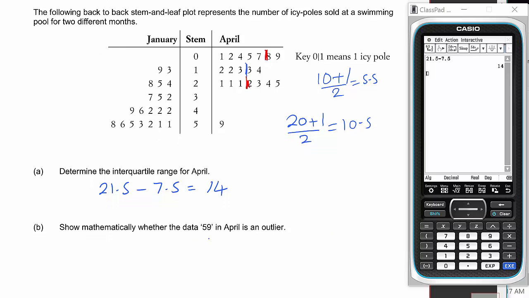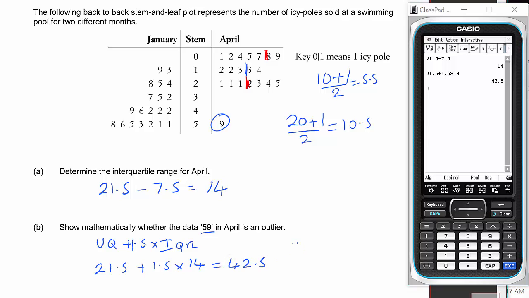Show mathematically whether the data 59 in April is an outlier. So that's going to be the upper quartile add 1.5 times the interquartile range. So the upper quartile we said was 21.5, add 1.5 times 14 gives us 42.5. So 59 is greater than 42.5 and that means it's an outlier.